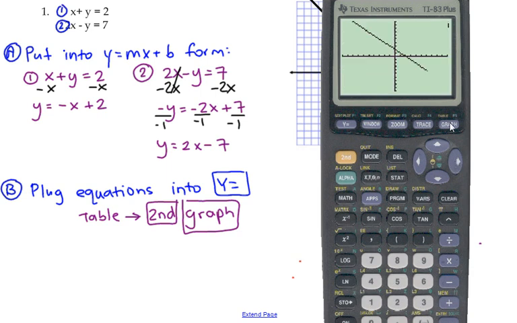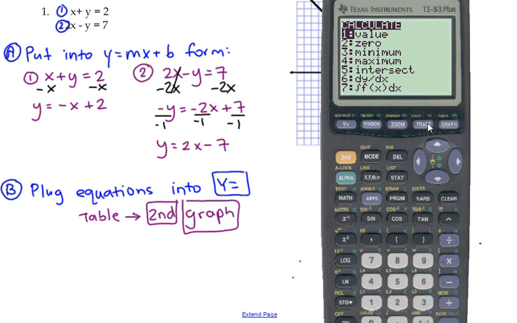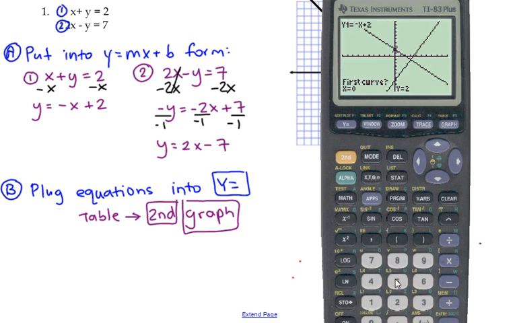There's our graph. So this is how we're going to actually find the intersect. Everyone walk through this with me the first time. We're going to walk through it together. Push second, then trace. Then 5 for intersect. Now at this point, it's basically asking where is the intersection on the first curve.